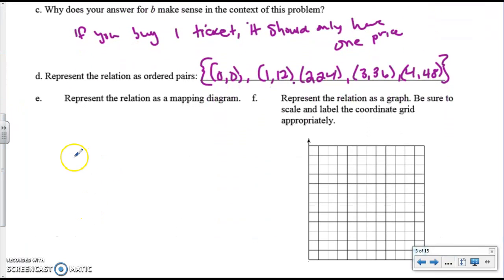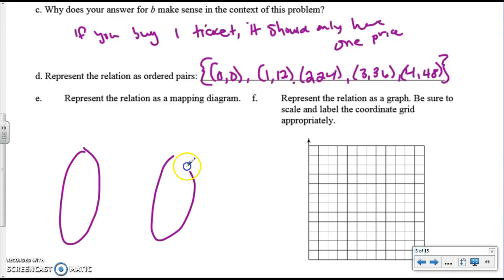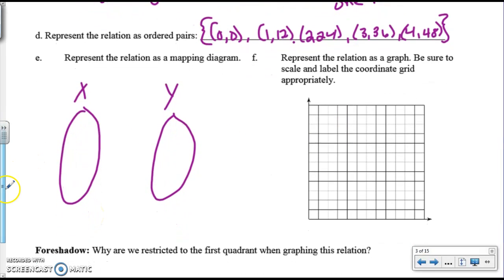I already showed you the mapping diagram, so I'm not going to rewrite that there, but you should have two ovals. Fill in your x's and your y's, and then draw your arrows to match them up. And then represent the relation as a graph, scale and label. So 1, 2, 3, 4, 5, 6, 7. We're going to put 1's here. And I'm actually going to go by 12's here, so that I could keep going.